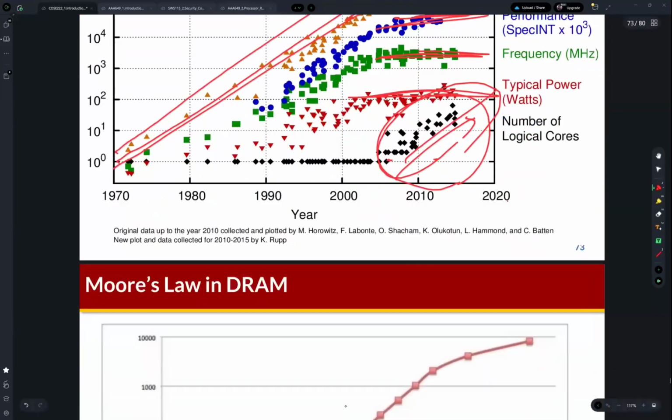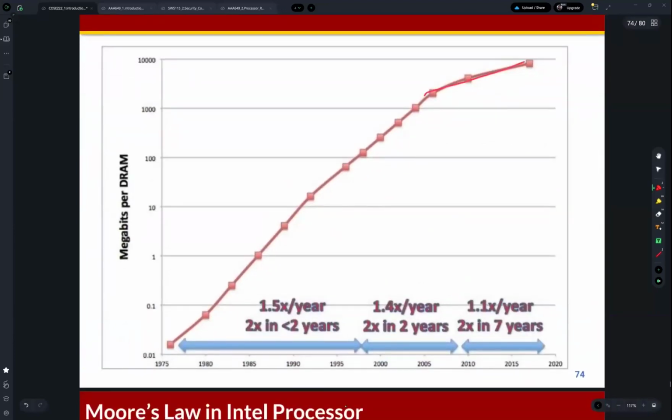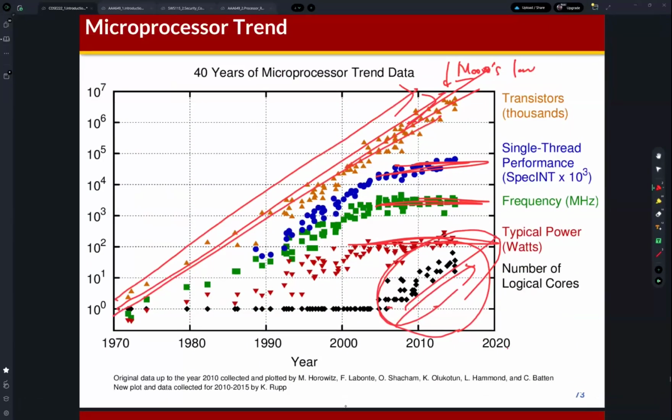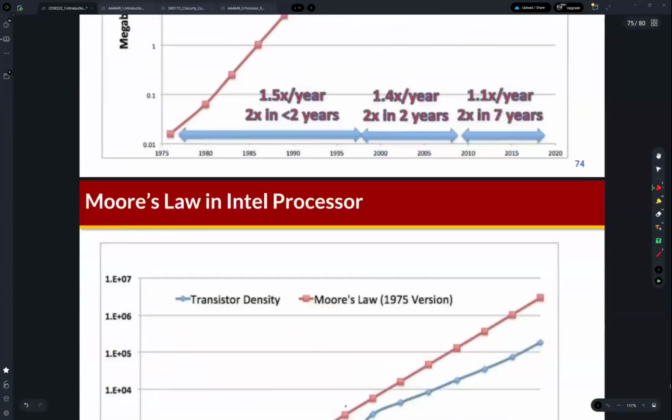But recently, this trend is changing. Someone says that Moore's law is ending. Also Gordon Moore actually said that Moore's law will end shortly. So it means we cannot use more transistors. Okay? Gordon Moore also said that Moore's law will end shortly.